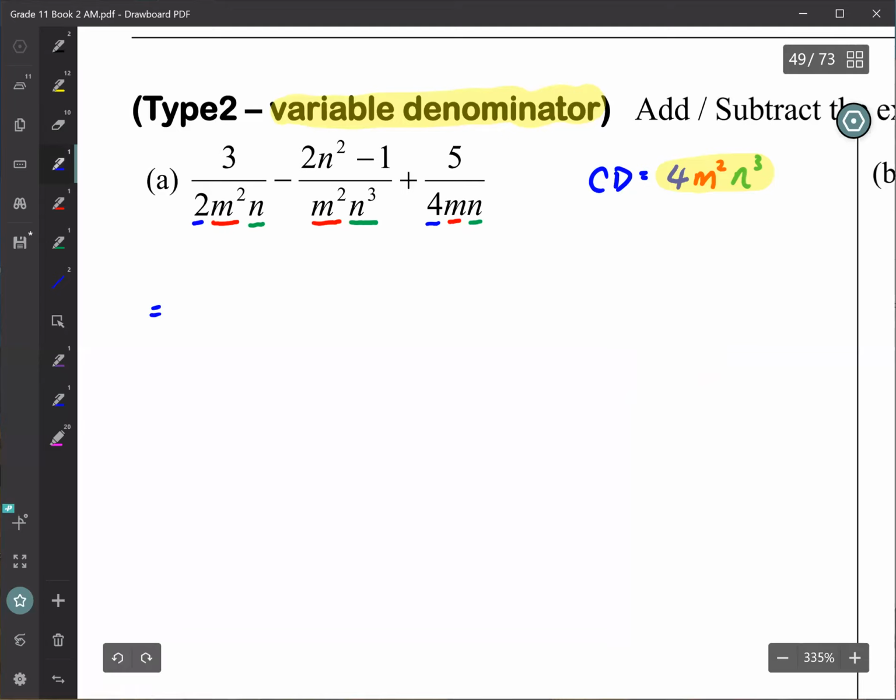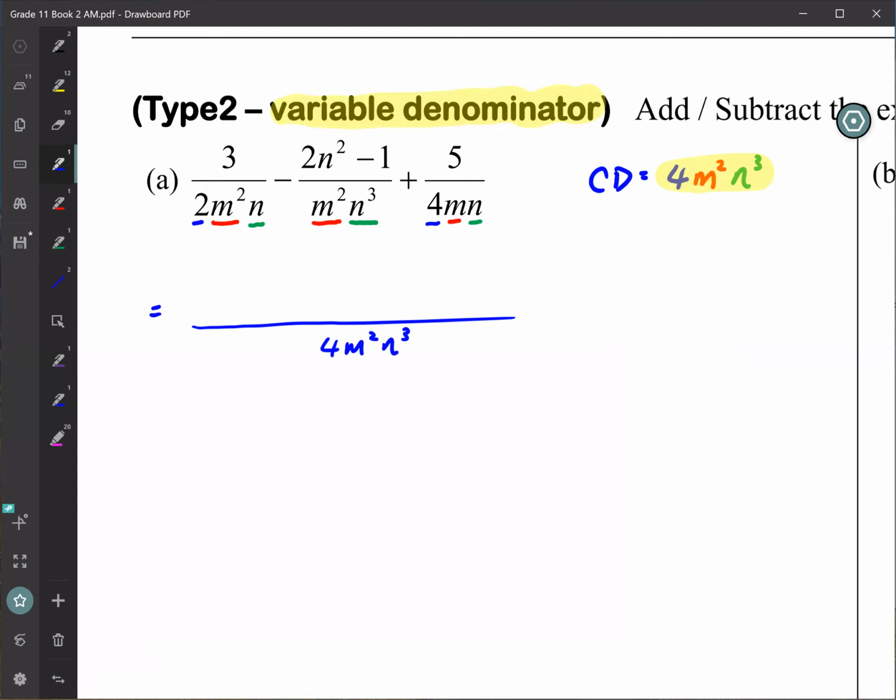So let's draw the long line now. So put 4m squared n cubed. So just like when we are doing constants, we now compare. Okay, so the first denominator compare with the new denominator. What do we need to multiply to make it the same? Brennan?